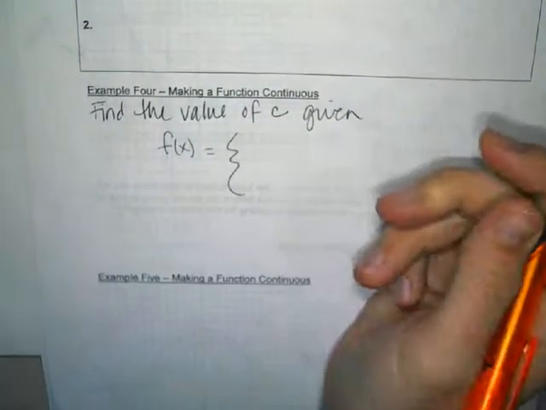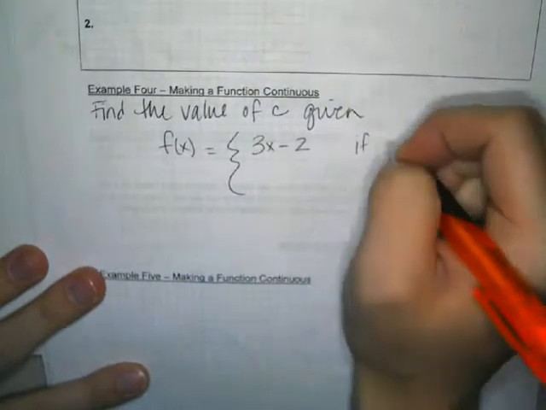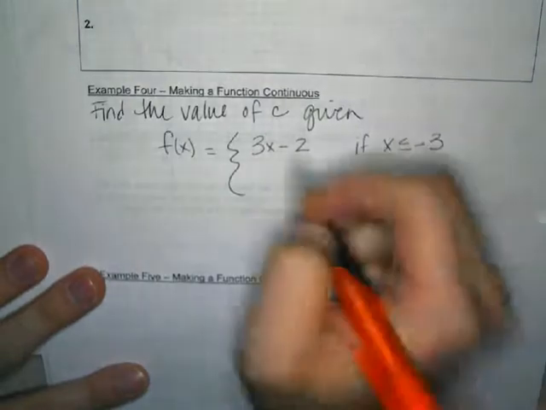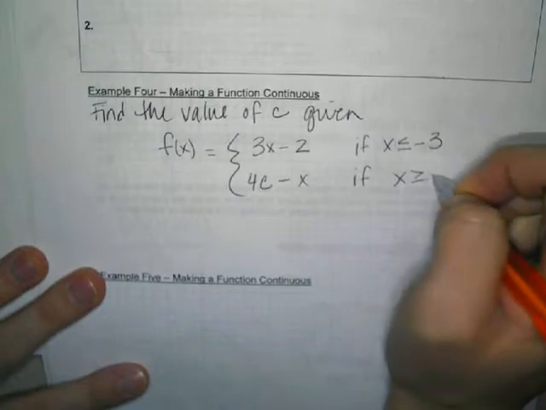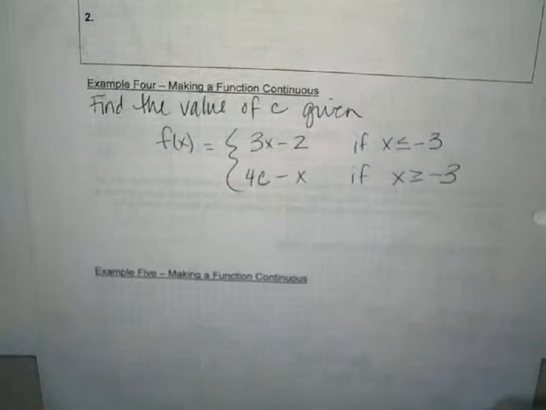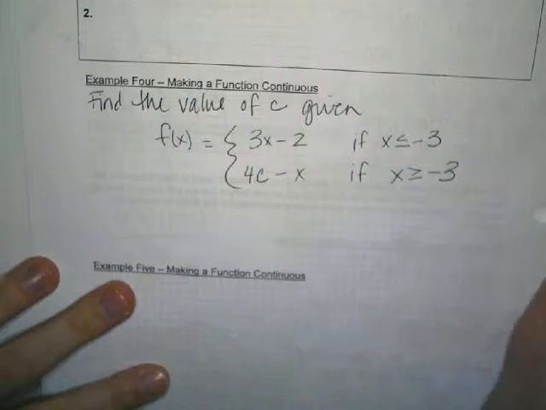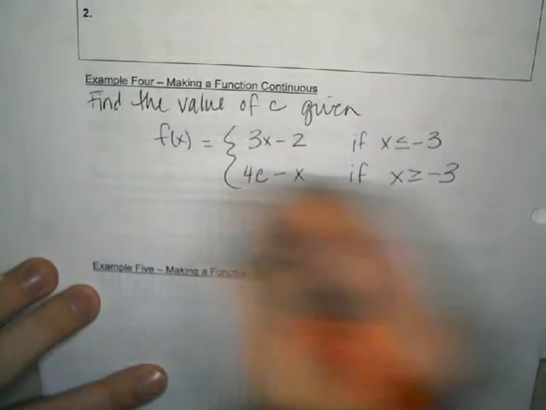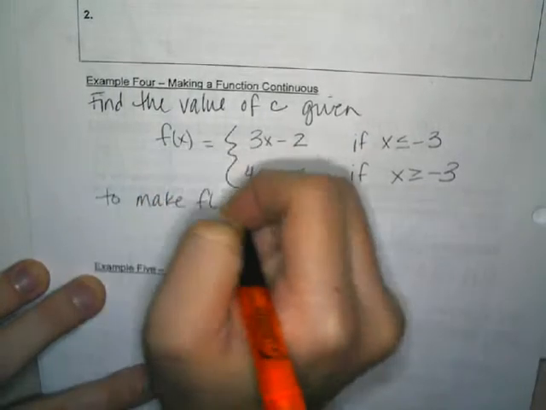We're going to find the value of c given this function. F of x is going to look like a piecewise. F of x is 3x minus 2 if x is less than or equal to negative 3, and it's 4c minus x if x is greater than or equal to negative 3. And the rest of the directions here would be to make f of x continuous.